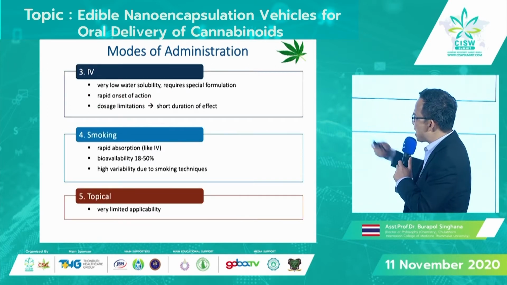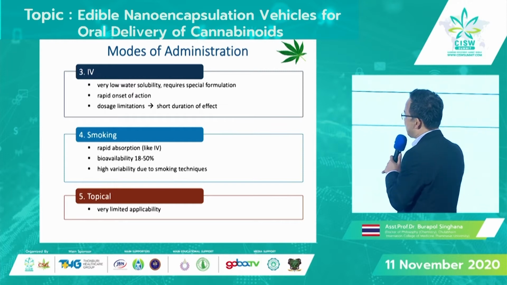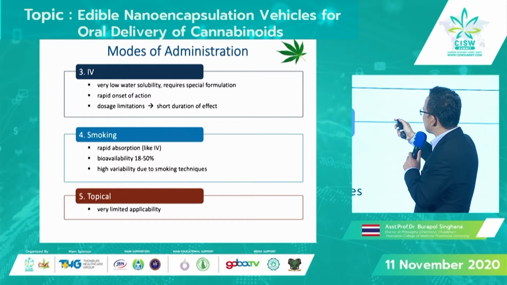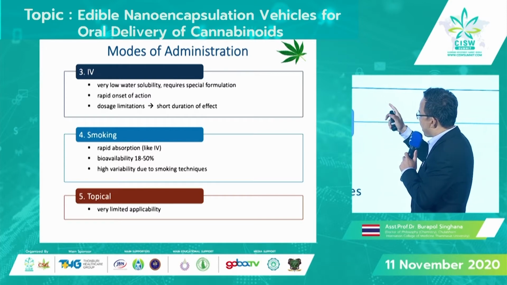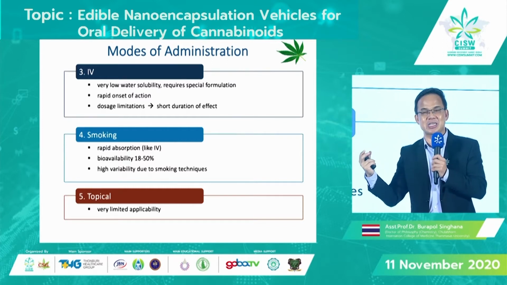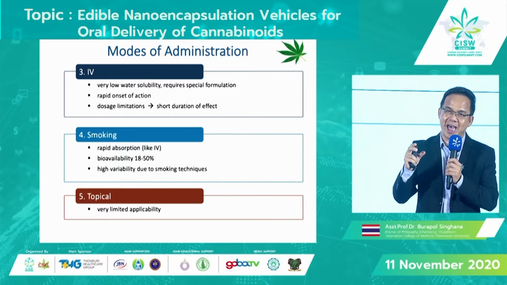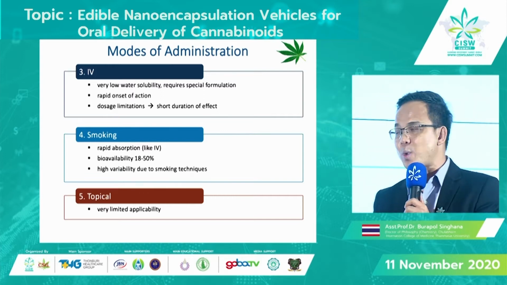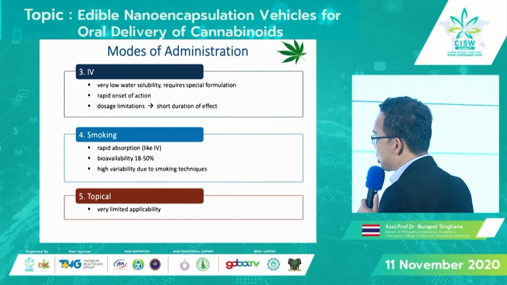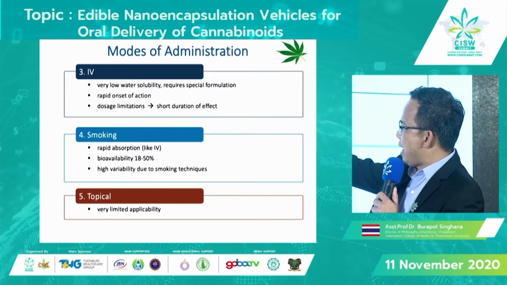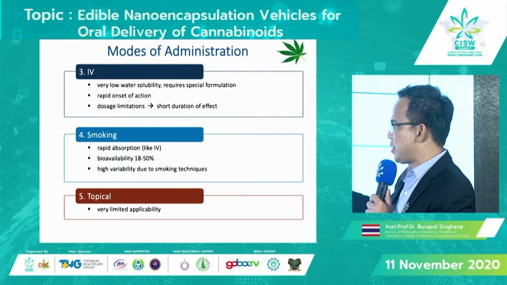So if you want to inject into your body via the blood circulation system, this one shows very low water solubility, right? Because CBD, THC show very low water solubility. If you want to inject CBD, THC into your body, you need to do what? Require special formulation for this one. And it shows rapid onset of action, and limited duration, short duration of effects.